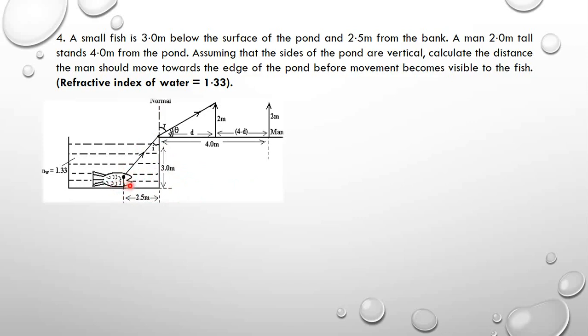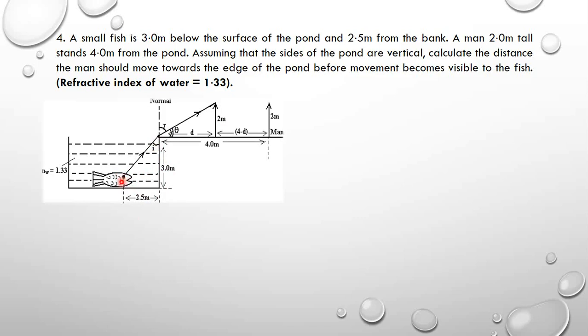So if this fish is 2.5 meters from the bank of this pond, and then the eye will be 3.0 meters. So we are concentrating on the eye because it's the eye which is going to see. So you're assuming that the eye is going to be 3.0 meters. So the distance here is 2.5 and this is 3.